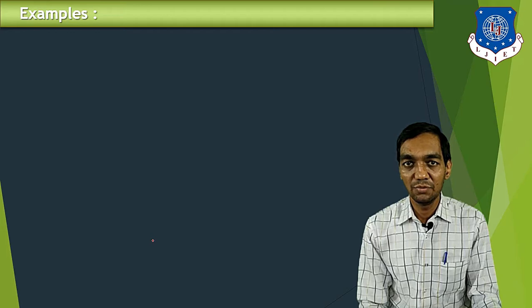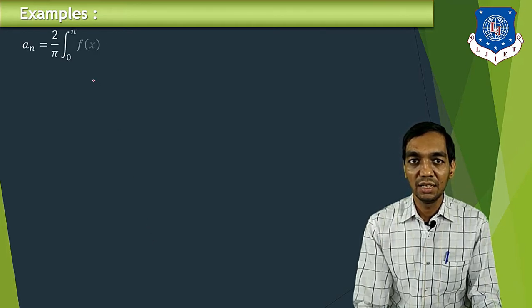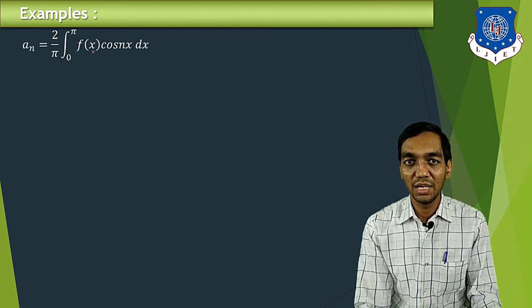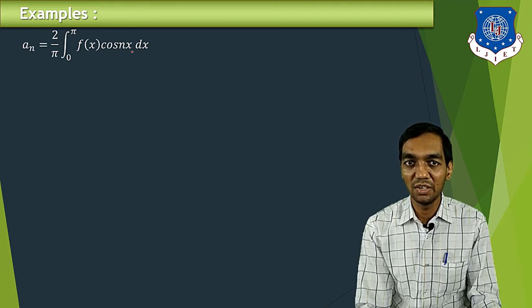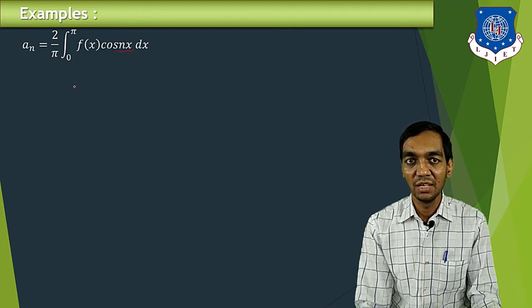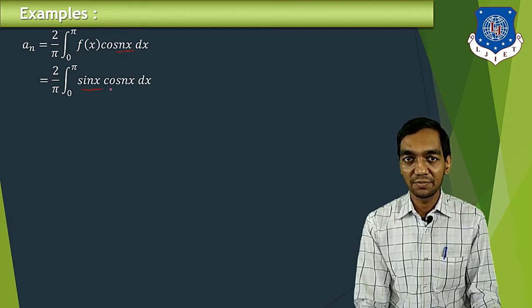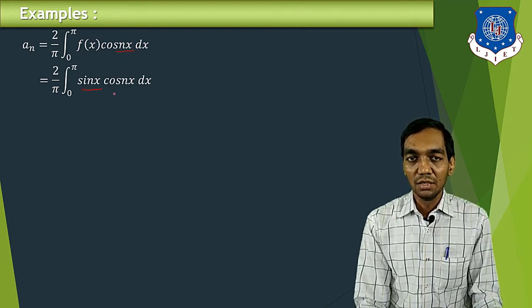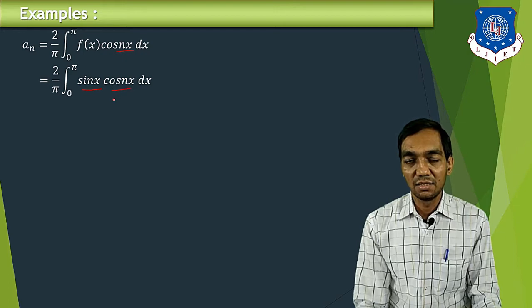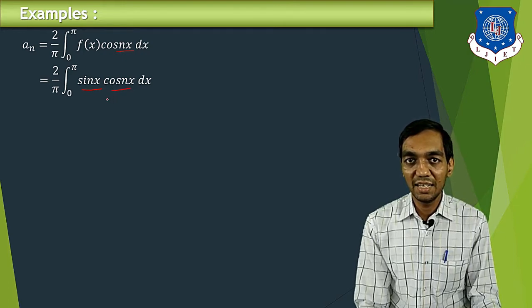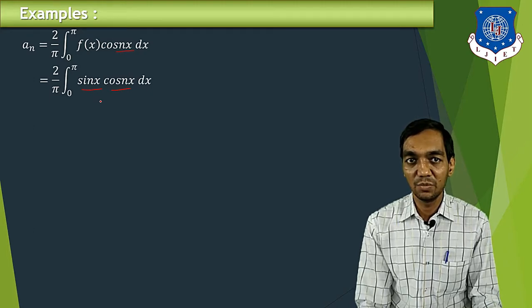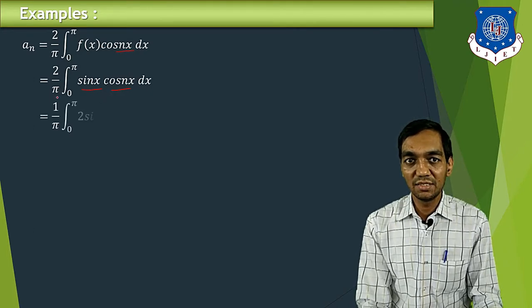Now in the same manner, if we are going to find an, then an will be 2 by pi, integral 0 to pi f(x) into cos n pi x upon L, but L is pi, so pi will be cancelled out and you will have cos nx dx. So now put the value, f(x) is sin x. Now sin x into cos nx. Here you cannot directly apply u into v, that means you cannot integrate this by integration by parts.